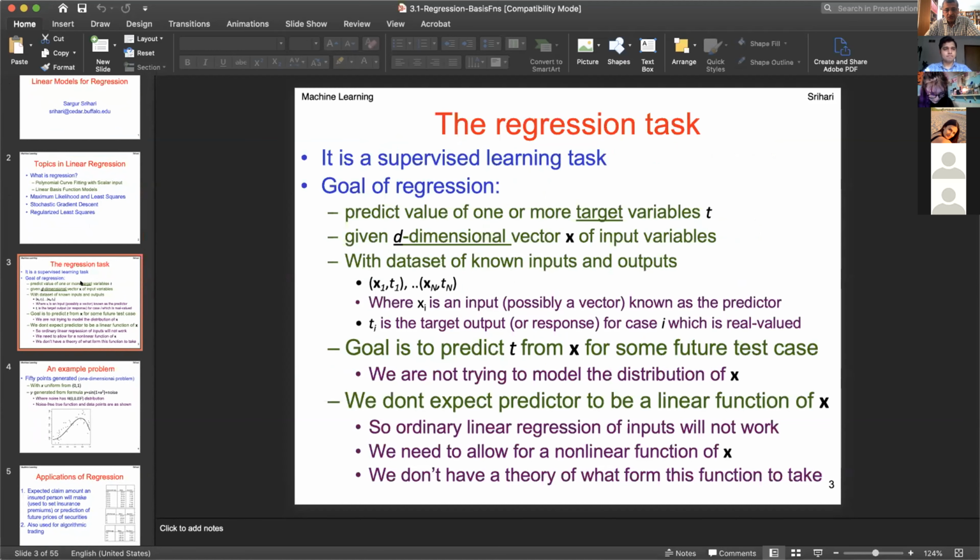So the regression task is a supervised learning task. That is, we have some input-output pairs available, shown here mathematically as a data set of known inputs and outputs, x1, t1, through xn, tn. Each xi is an input, possibly a vector. I just mentioned in the learning to rank problem, we can have large vectors to solve the problem of finding the web page we want.